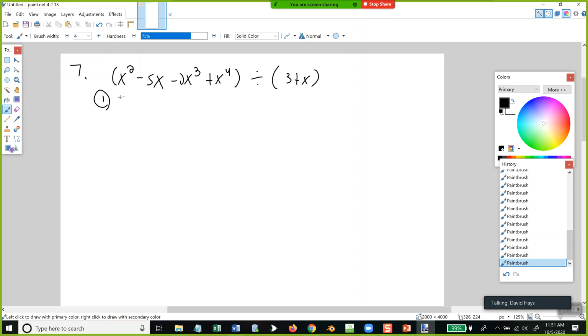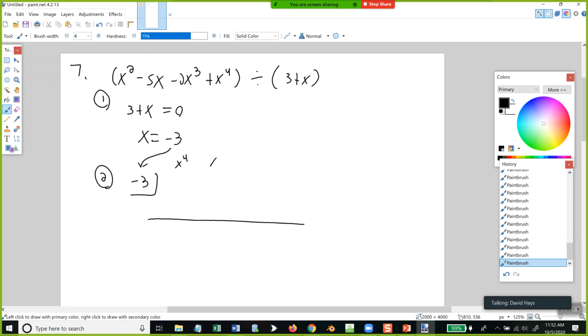Okay, step 1. Take what we're dividing by, which is 3 plus x, set it equal to 0 and solve it. So I take 3 over, it gives me -3. Step 2, take the number you just found and put it in a box in the upper left-hand corner. Identify our largest power, which is x to the fourth. So real small across the top, I write x to the fourth, x to the third, x squared, x, and no x.